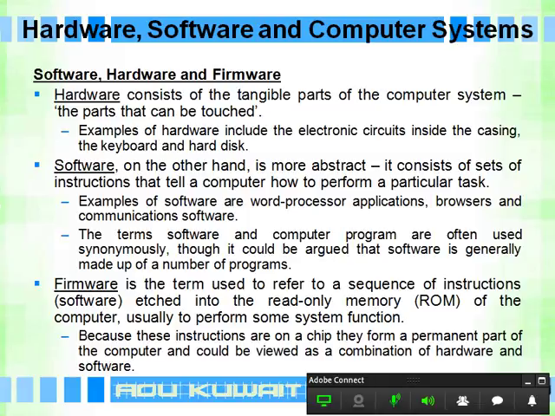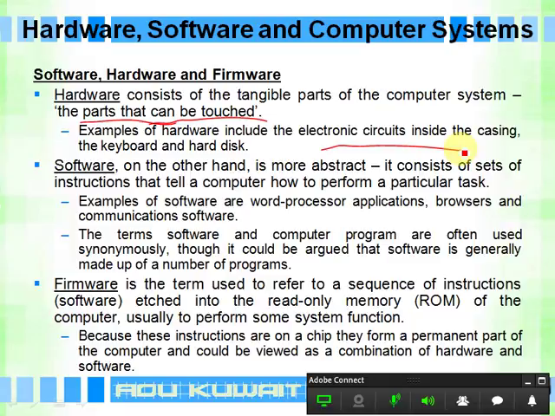Software, hardware and firmware. Hardware consists of tangible parts of the computer system. Tangible means which you can touch and feel. So for example, a monitor is hardware that you can see, you can touch, you can feel it. Right? Hard disk is hardware. Mouse, keyboard, these are hardware. These are called tangible, parts that can be touched. Example, electronic circuit inside the casing, keyboard, motherboard, mouse, monitor, these are all the hardware.